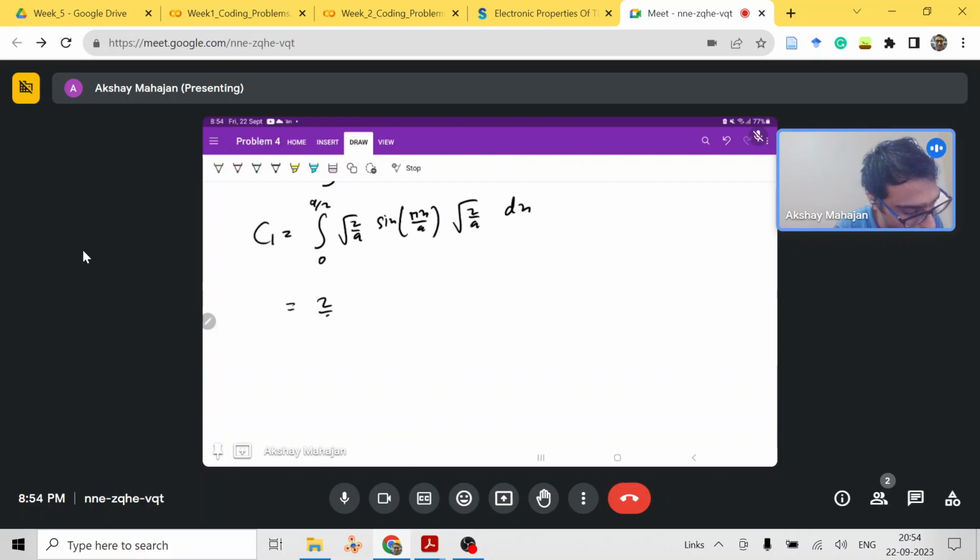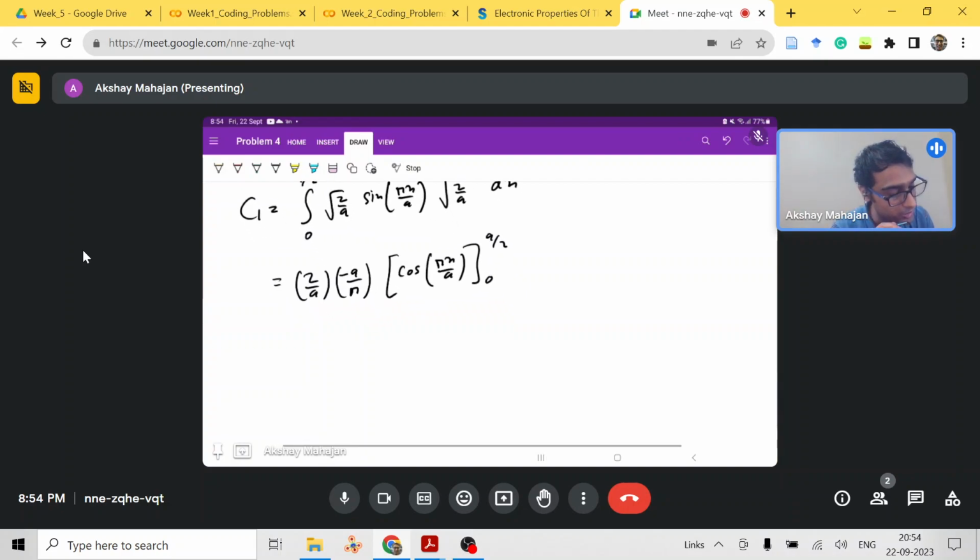This is the integral that we have to solve. So we have root 2 by a times root 2 by a, and if you integrate sin(pi x by a) it will be equal to a upon pi with a negative sign, cos(pi x by a) from 0 to a/2. Cos of pi by 2 will be 0, and cos 0 will be 1, so it will be 0 minus 1.